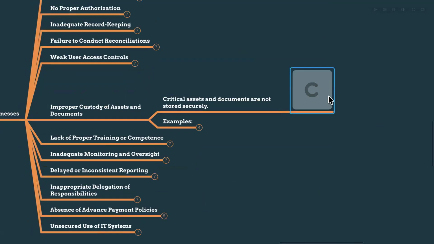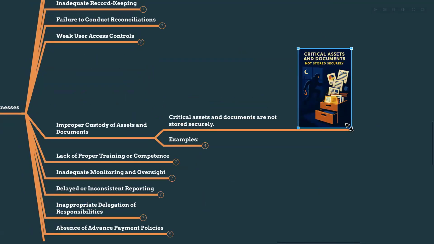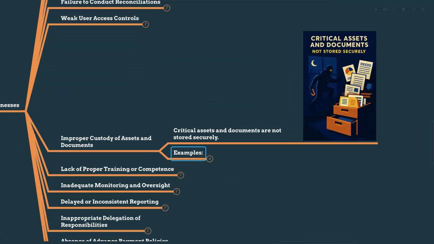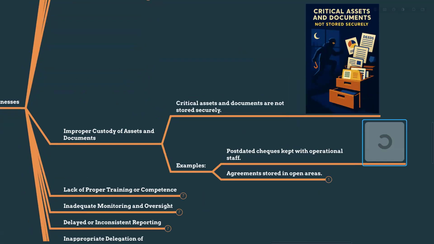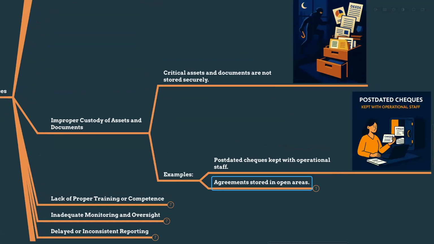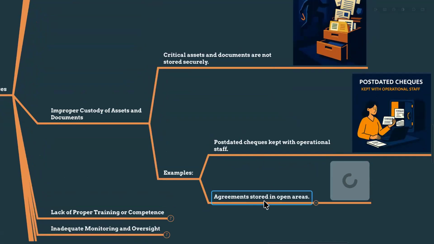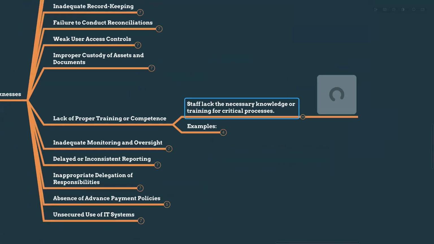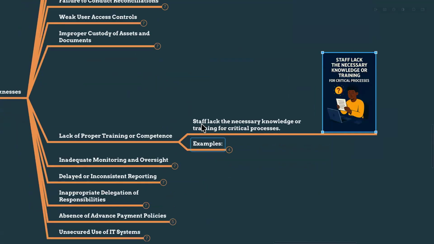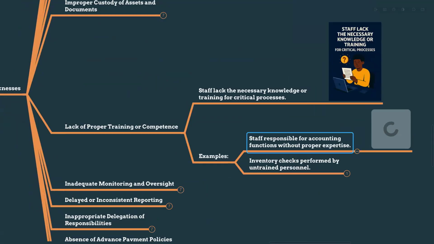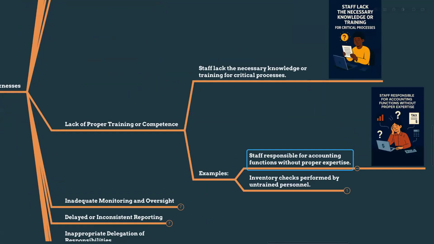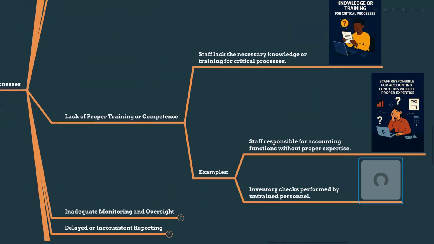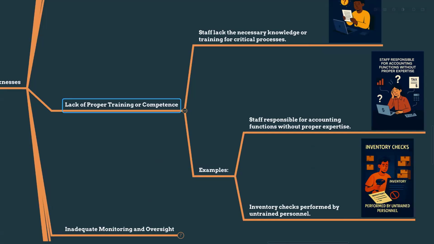And improper custody of assets and documents. Sometimes they will say they are keeping everything in open places. There is no security system. It's not in locked rooms. So post-dated checks kept with operational staff, agreements stored in open areas. If they give some sort of stories, those are problems. And lack of the necessary knowledge or training for critical processes. Like, I have identified the common ones: staff is responsible for accounting functions, but she or he doesn't know about accounting. Inventory checking is performed by untrained people.